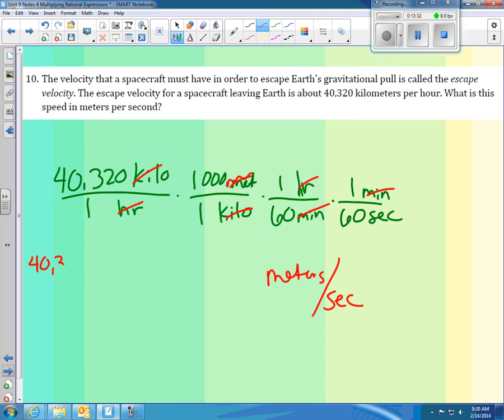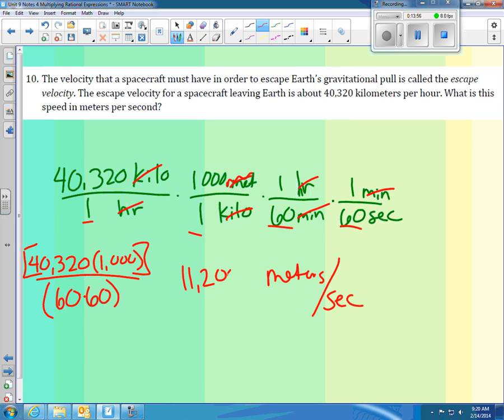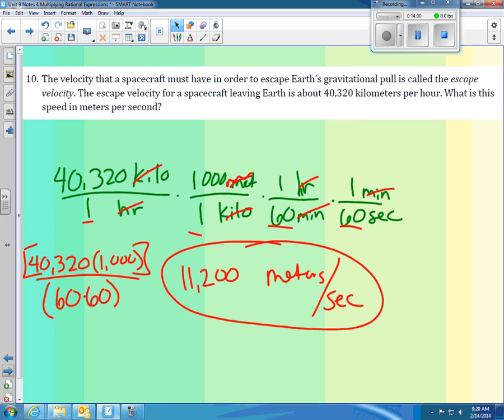On the top, we're going to take 40,320 times 1,000. And the bottom, 60 times 60. Go ahead and do that on your calculator and divide them. Don't forget, those should go in parentheses together before you divide. 11,200 meters per second.